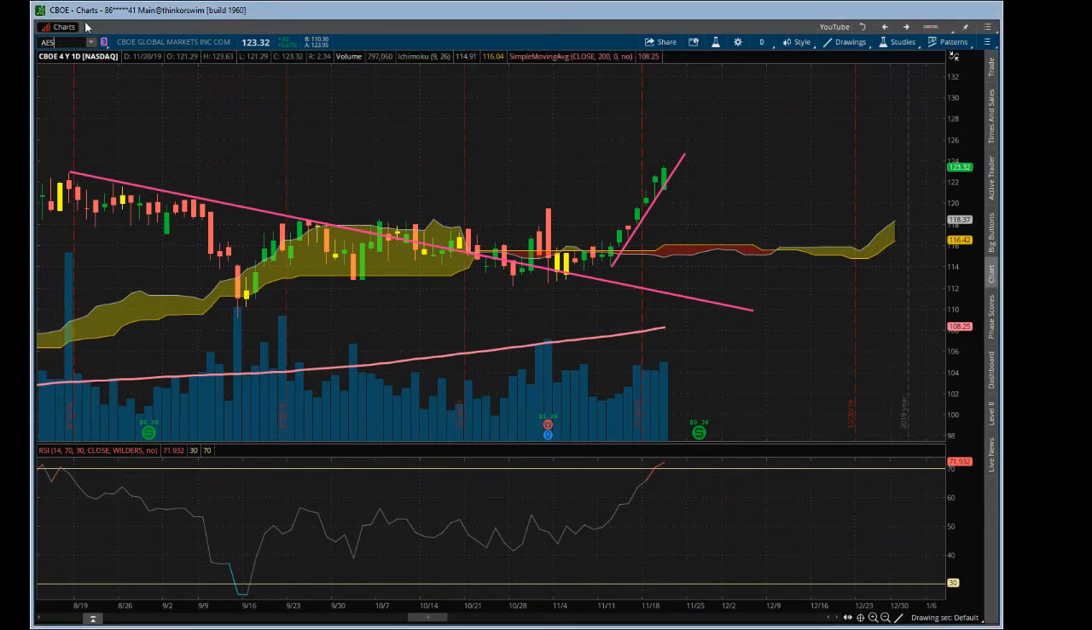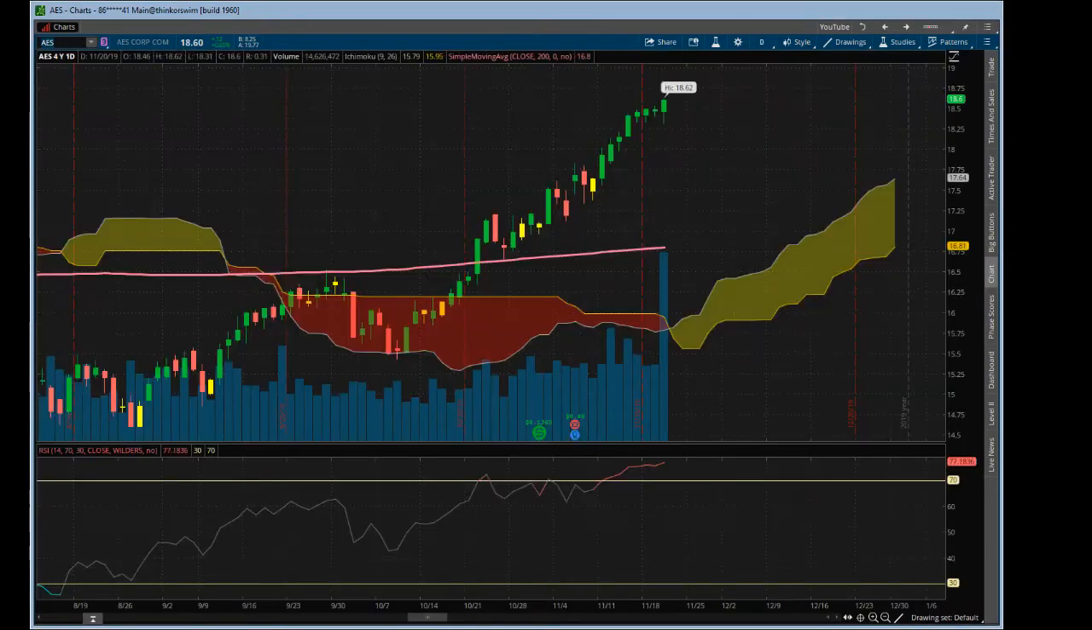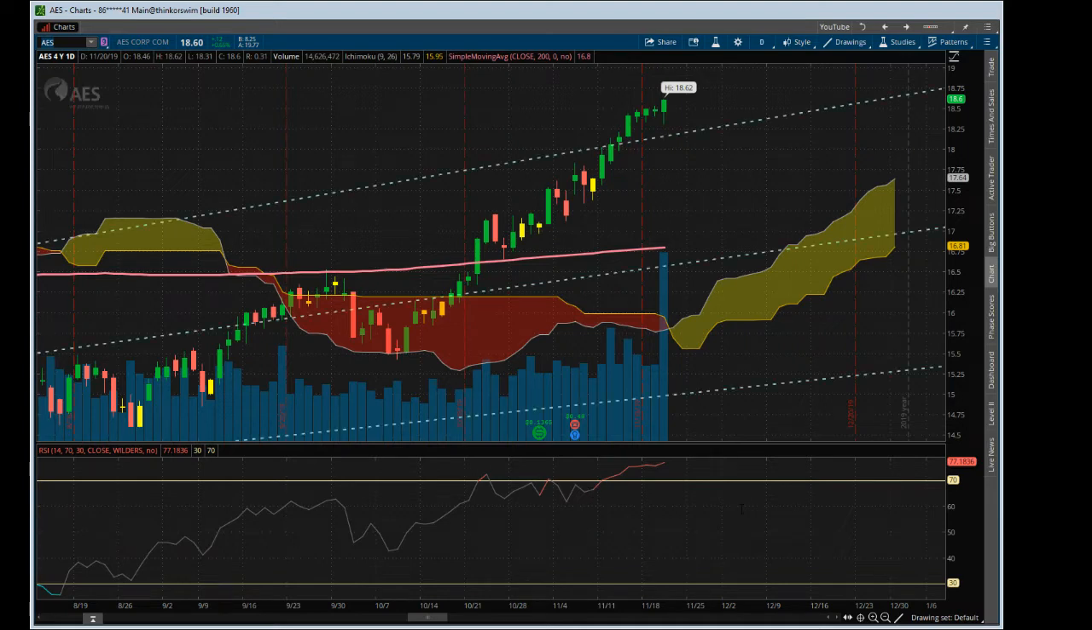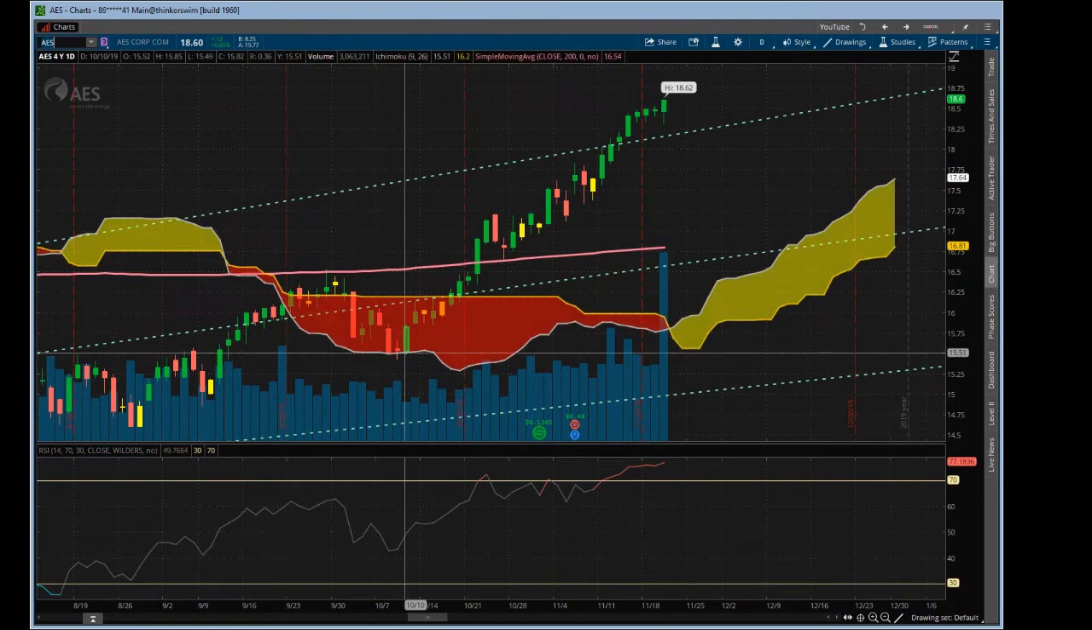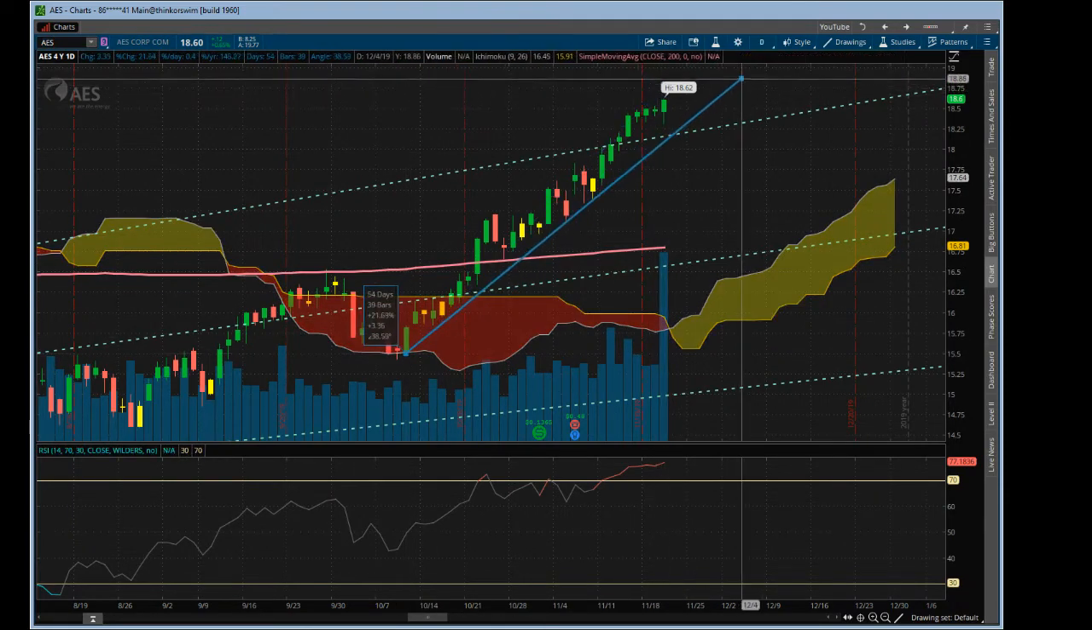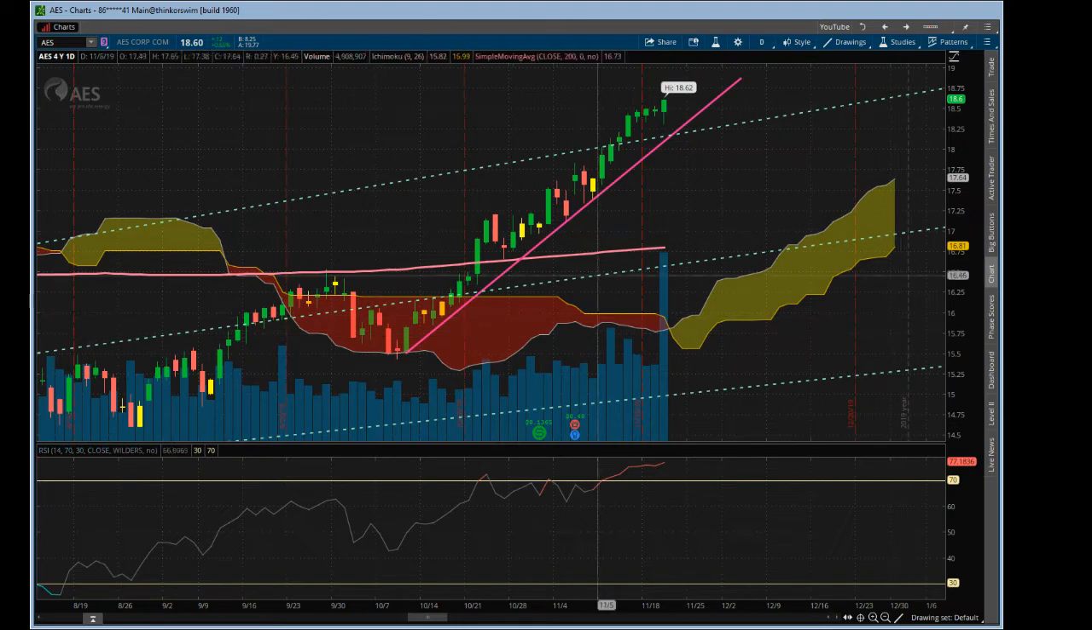AES. Yeah, nice hammer today. So I'm always a little bit cautious on hammers at highs because they often turn into hanging men. But let's see how that holds. It's bullish until proven otherwise, and holding the fib fan line and the upward trend line. AMTD.